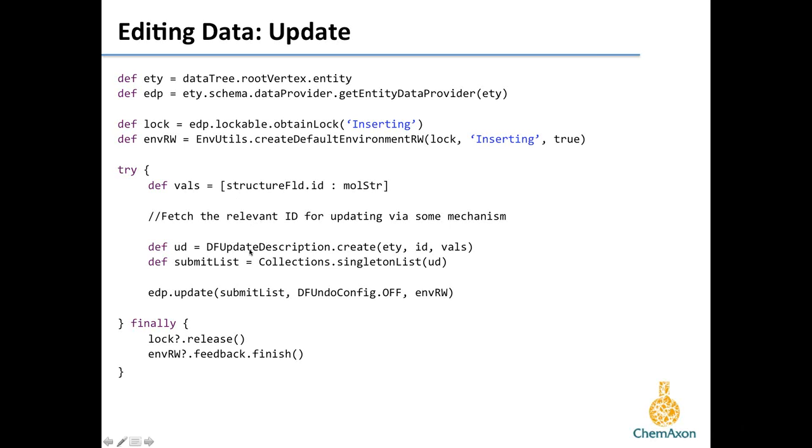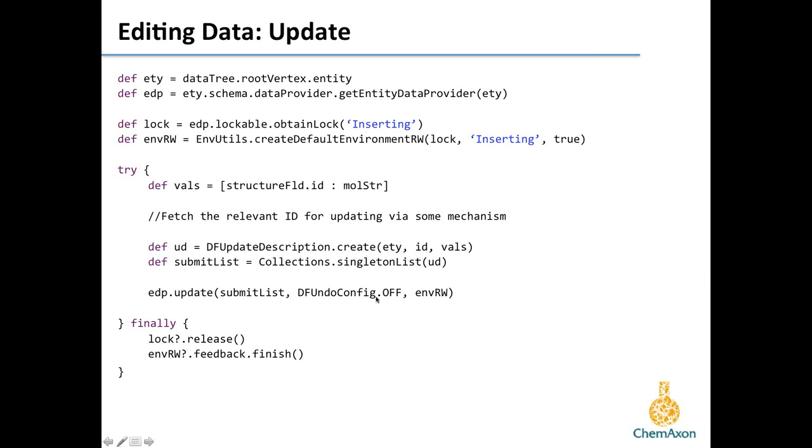So we're going to build what's called a DF update description, and this will simply create an update description object for this particular referenced entity on this particular ID with this map of values. And this could be several fields that we're updating at once, but we're just passing in this particular map. The submitting list has to come in a collections value, and that's how the API simply understands it. So we're just going to pass our update description object into our list creator here. And now we just take our entity data provider, use the update method on our submit list.